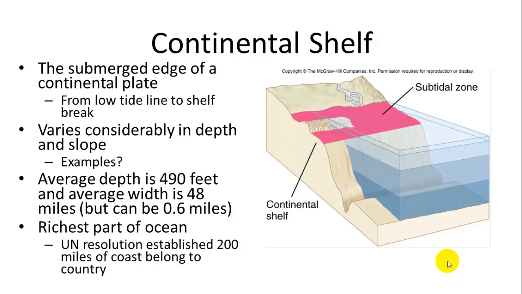It varies considerably in depth and slope. Okay, the examples we gave before were the active and passive margins. Average depth is about 490 feet, and the average width is about 48 miles, but it can be as small as 0.6 miles, so active margins are generally much smaller. It is also the richest part of the ocean, and a UN resolution established that the 200 miles of coast of water before your land is now monitored by each country, which was good because this allows more control in these areas and more protection.